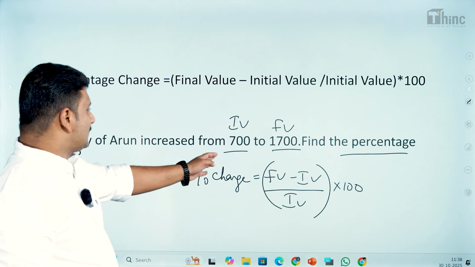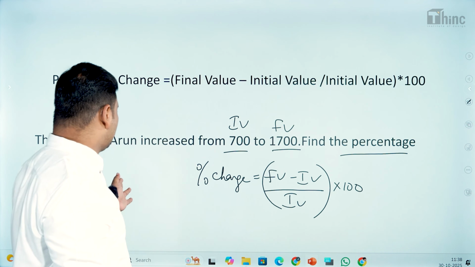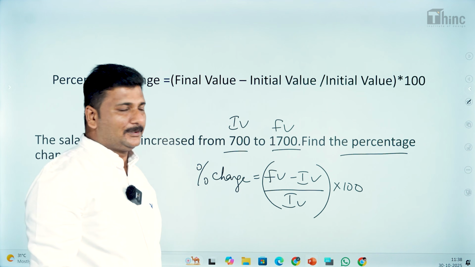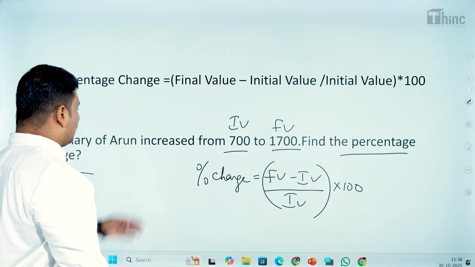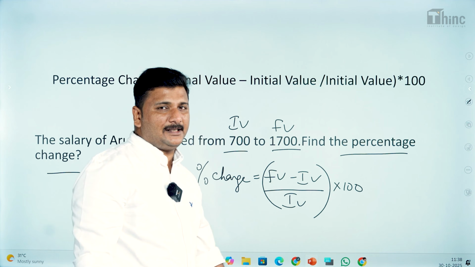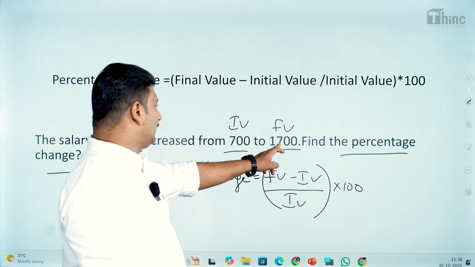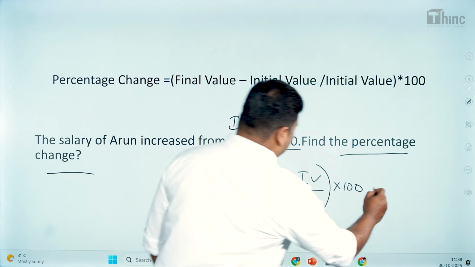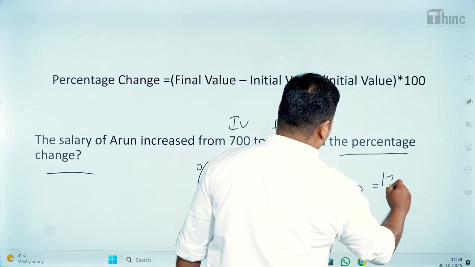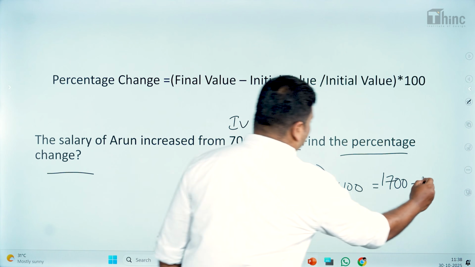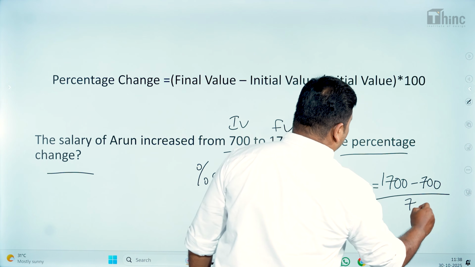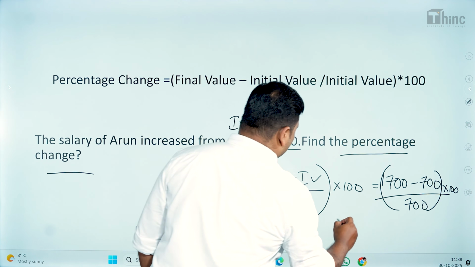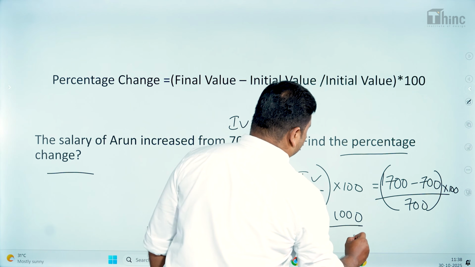The salary increased from 700 to 1700. We need to find the percentage change. So percentage change is final value minus initial value, all divided by initial value, into 100. What is the initial salary? It is 700. What is the final salary? It's 1700. So we are sticking to the formula. The final value is 1700, and the initial value is 700, all divided by the initial value 700, into 100. So this is going to be the percentage change. So this is nothing but 1000 by 700 into 100.